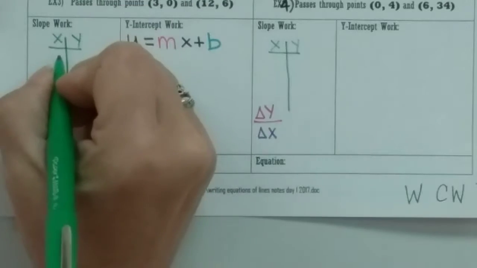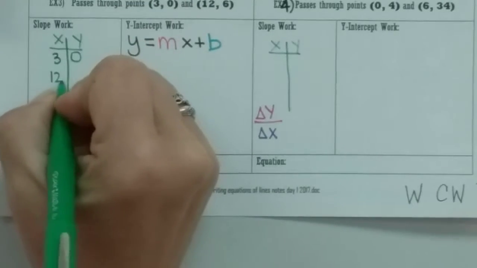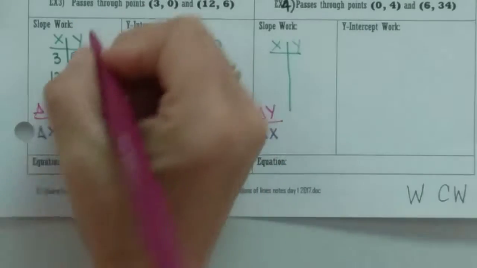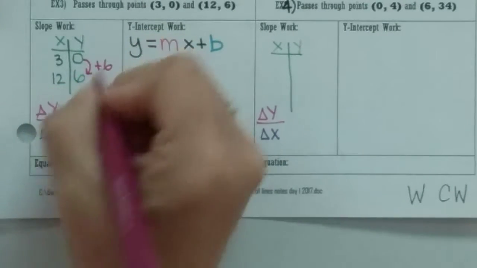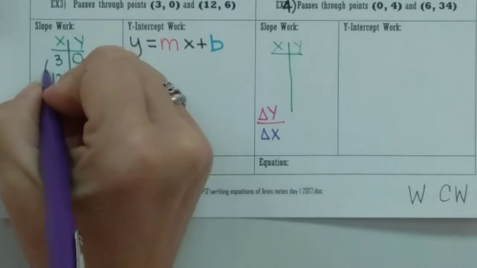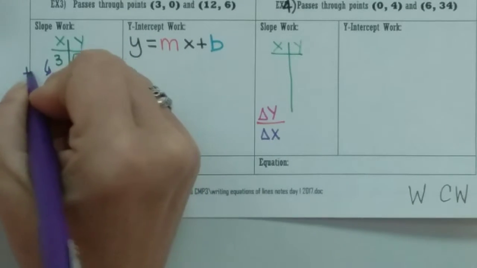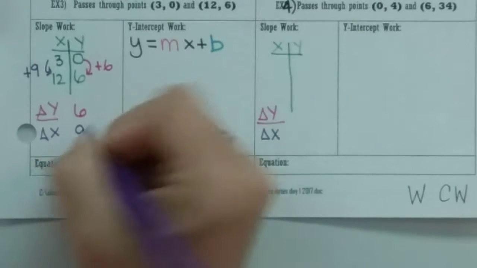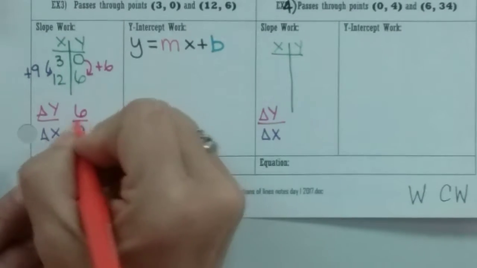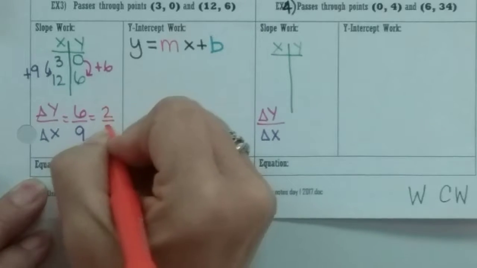So I'm going to write the points 3, 0 and 12, 6. I see my delta y is up 6, so I'm going to put a 6 in the numerator. My delta x is plus 9. Let's put a 9 in the denominator. And we can go ahead and reduce that. 6 over 9 is equal to 2 over 3.